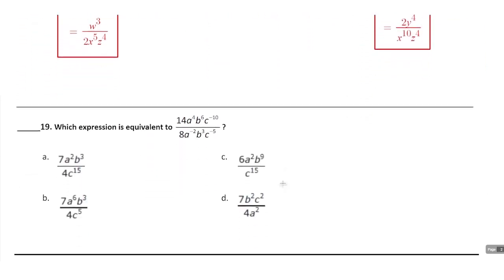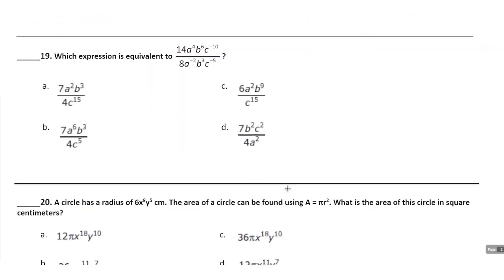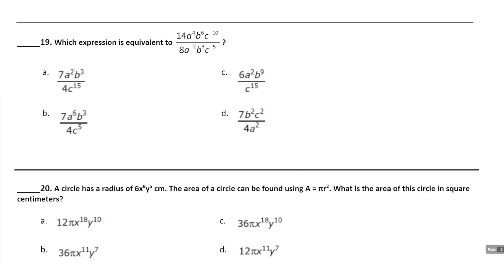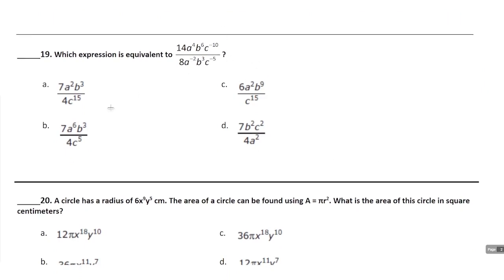All right, let's take a look at number 19, which is a multiple choice item. So here on number 19, I'm going to start by reducing this fraction, 14 over 8, which will reduce to 7/4. Then I'm going to look at my a's, and I'm going to subtract their exponents. So a to the 4th divided by a to the negative 2nd power. It's going to be the same thing as a to the 4th minus negative 2. Now minus negative 2 is the same thing as 4 plus 2, so I'll leave it like that.